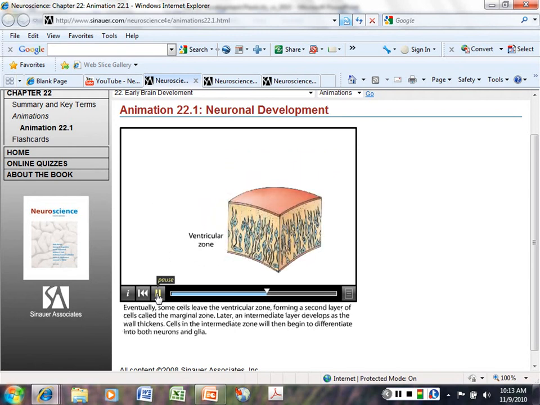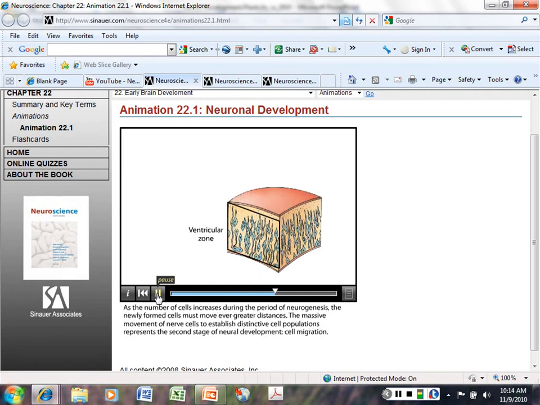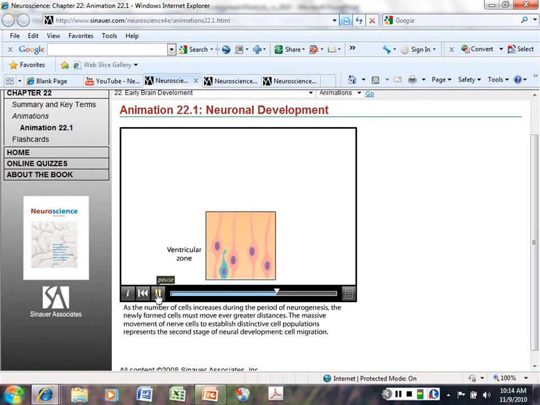Eventually, some cells leave the ventricular zone, forming a second layer of cells called the marginal zone. Later, an intermediate layer develops as the wall thickens. Cells in the intermediate zone will then begin to differentiate into both neurons and glia. As the number of cells increases during the period of neurogenesis, the newly formed cells must move even greater distances.